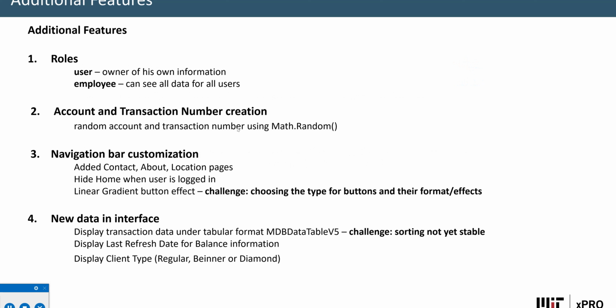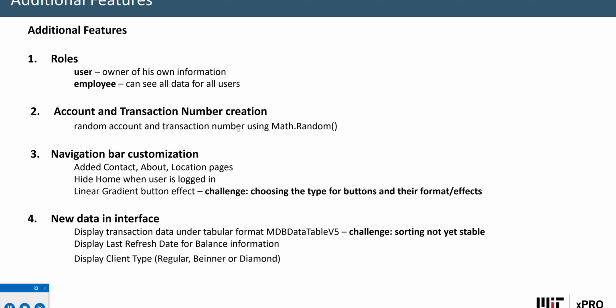As additional features implemented, I've been creating roles, one which is for normal users, which are owners of their own information, and an employee role, which can see the data of all the clients of a bank. I've been using the math random function in order to randomize the account and transaction numbers in the application.